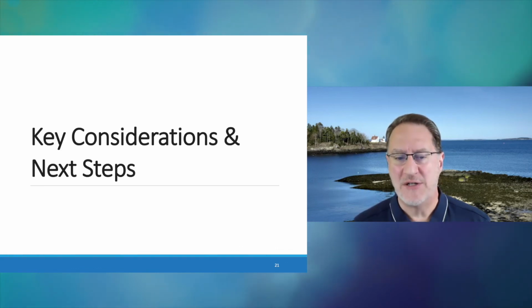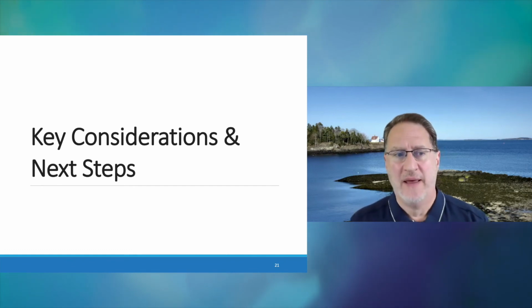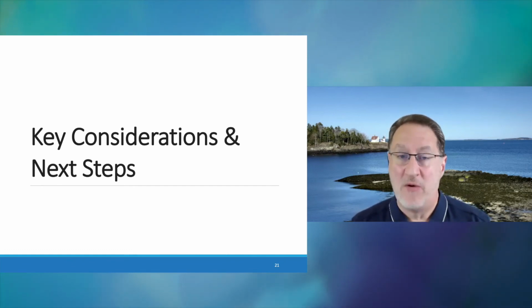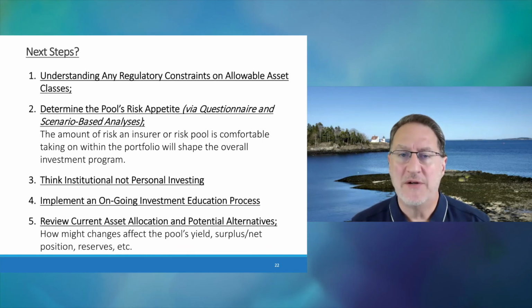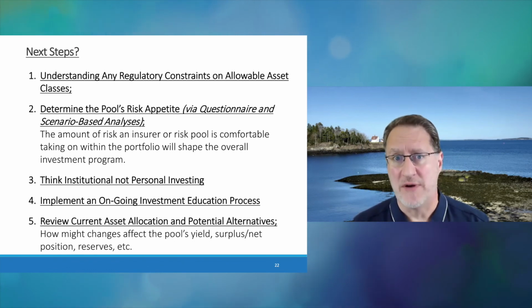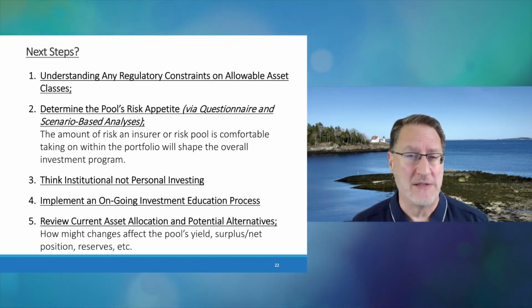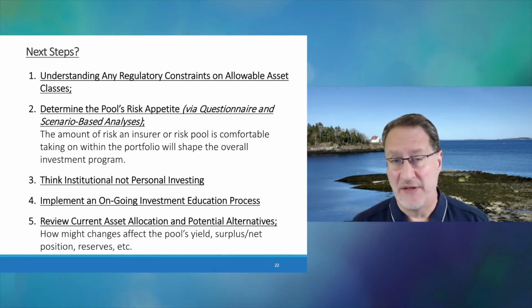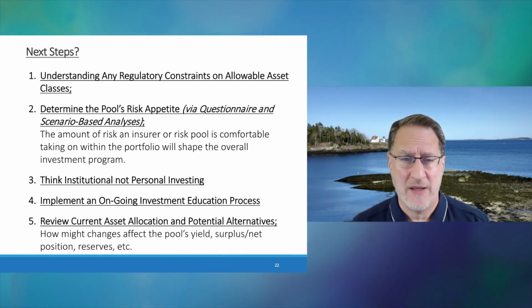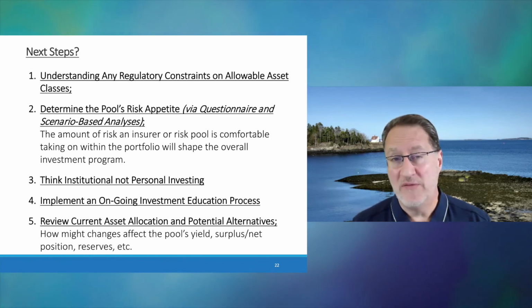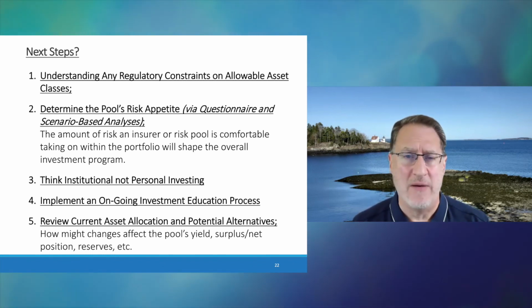So key considerations and next steps. My last slide for you all, and the cheering can begin, is there's so many things, but I wanted to leave you with these. Number 1, understand any regulatory constraints on allowable asset classes. Some of you don't have any regulatory constraints. You may have your own constraints. I've seen pools that have legal opinions that tie them to certain things that have nothing to do with the regulatory environment. So be mindful of what you can invest in, and if it's allowable, we believe you should get educated and take a look at it and how it might fit into the program, because it's just another tool to support your members.